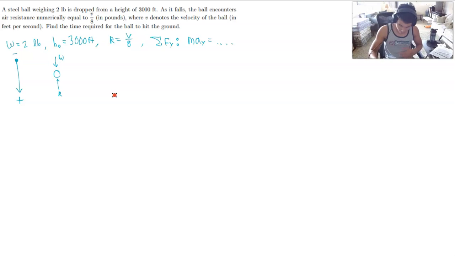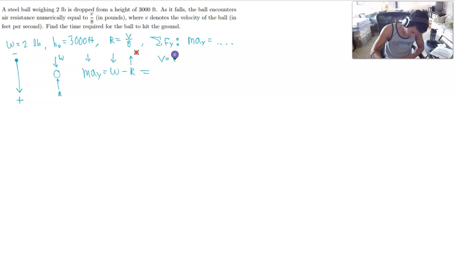So basically what we can do is we say MAY is equal to the weight, and again, the weight's positive in this case because it's going down, right? So I'll write vectors next to everything and indicate the minus R, okay? As it falls, the ball encounters an air resistance equal to V over 8, minus R. Okay. So for us, what we should do is write everything in terms of some common variable, and that common variable being velocity. V equals velocity.